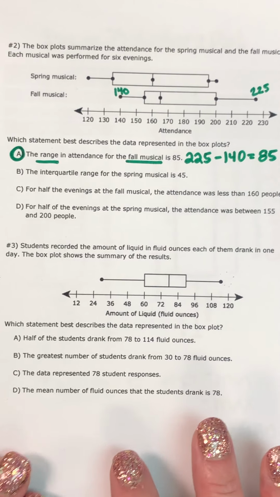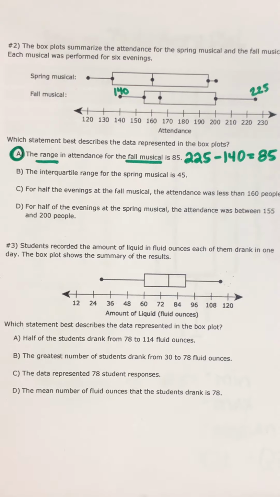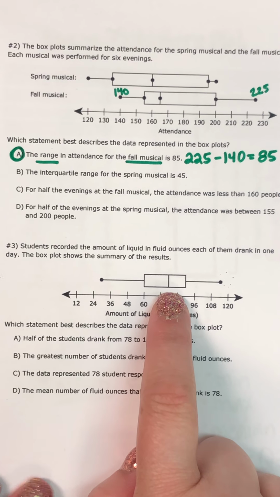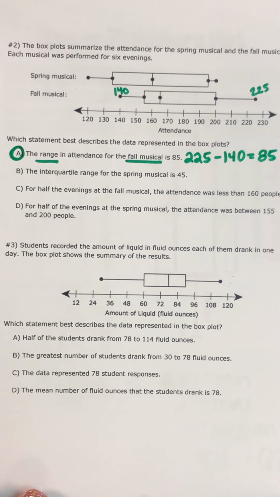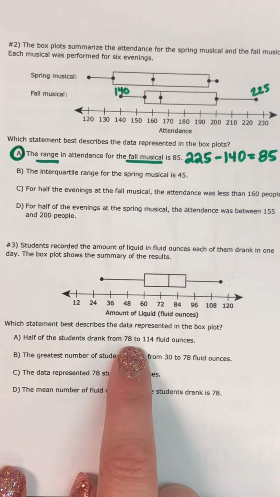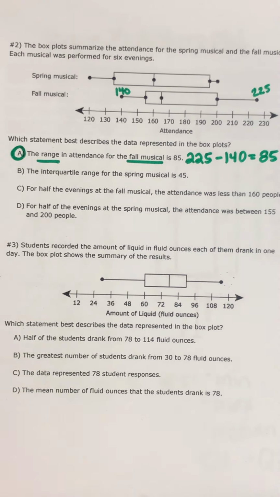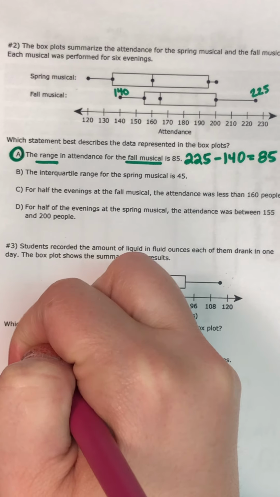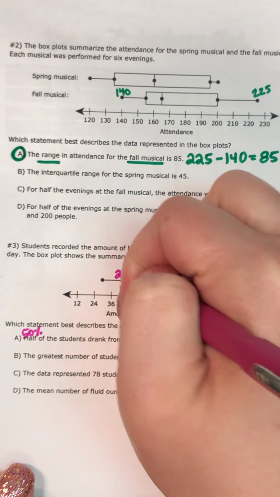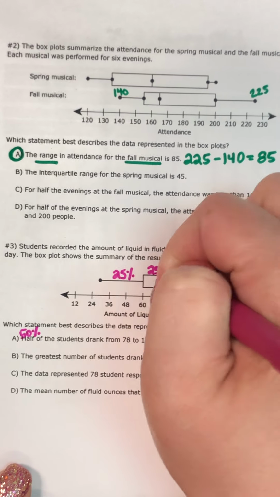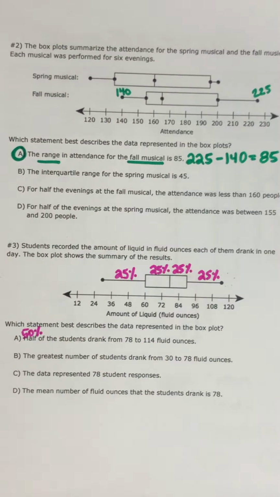All right, question 3 says, students recorded the amount of liquid in fluid ounces each of them drank in one day. So this time we just have one box plot. It says, which statement best describes the data represented in the box plot? So it says half of the students drank from 78 to 114 fluid ounces. So I know half is considered 50%. And we know that each of these sections has 25%. So between each section, 25%.